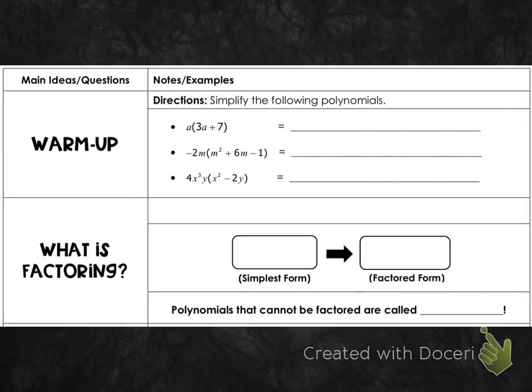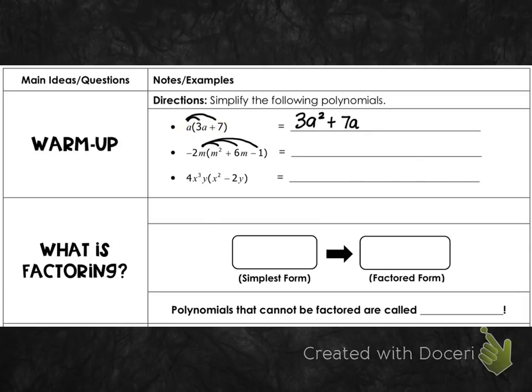So today we're going to be talking about factoring in something called GCF, which I'm sure you've heard of before, greatest common factor. So let's first start with a little warm up here. So we're going to simplify each polynomial. Remember when we have a variable or a number in front of parentheses, we always distribute in and we multiply. So a times 3a is 3a squared, and then a times 7 is 7a.